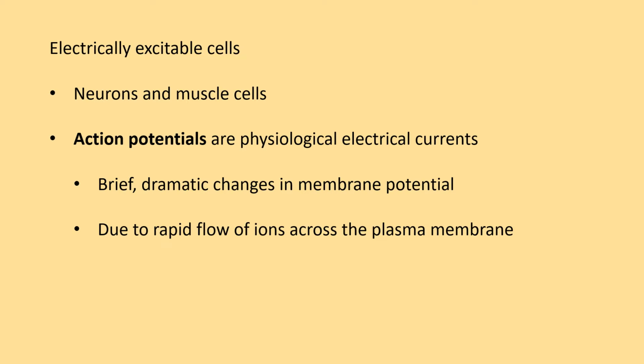Muscle cells are electrically excitable along with neurons. What that means is muscle cells and neurons are able to generate and conduct action potentials. Action potentials are electric currents, physiological electric currents, and they're caused by the rapid movement of charged particles across the membrane from one side of the membrane to the other. These charged particles are ions. And as these ions flow, we see these brief, very short-lived, but very dramatic changes in membrane potential.